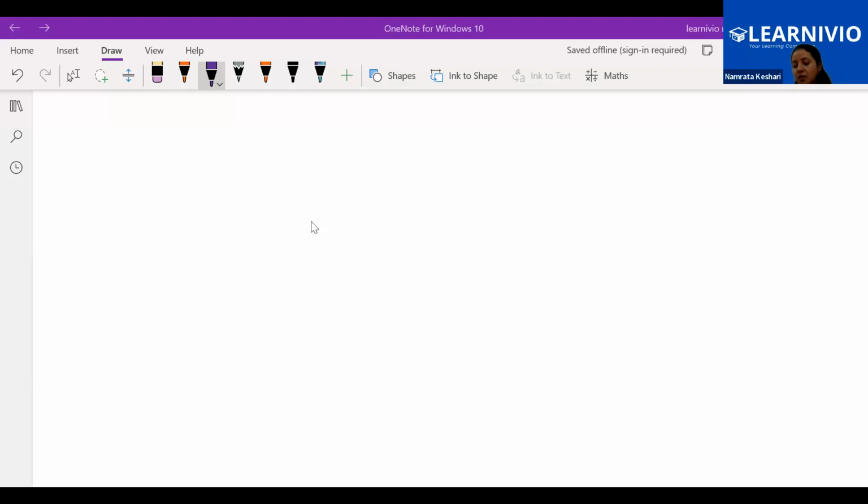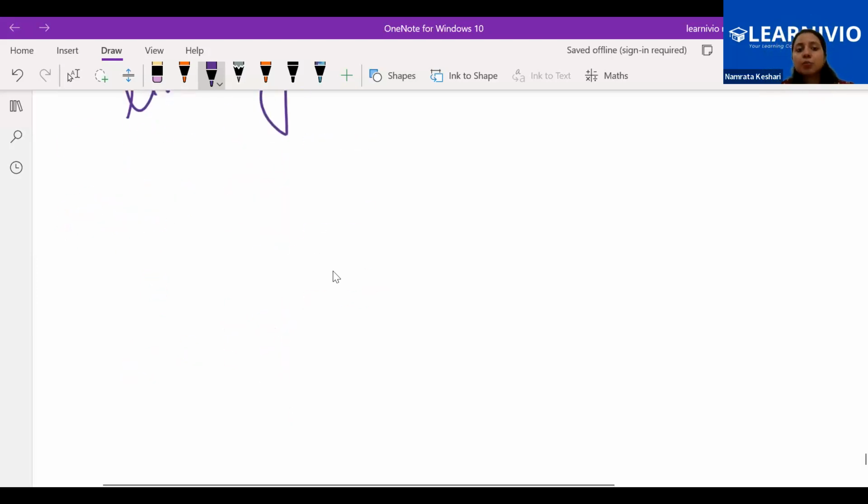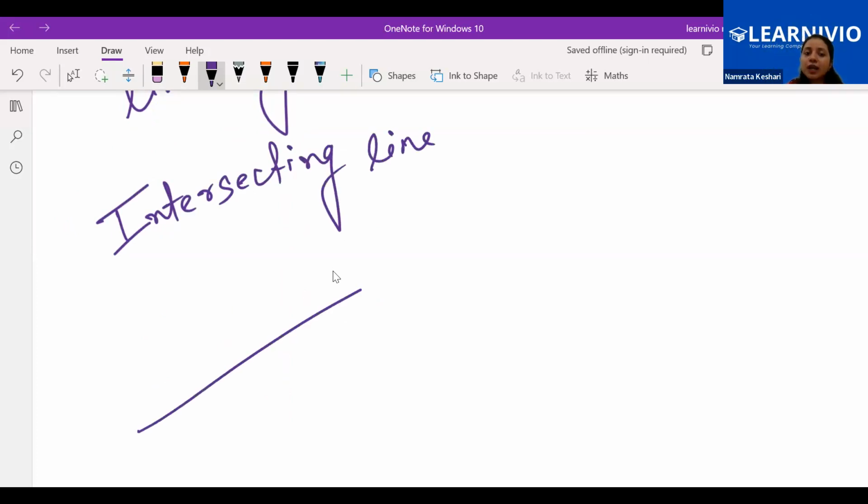Okay. So you already understand how to identify a ray. You already understand how to identify a line segment, right? We started this chapter with the same concept. What is a ray? What is a line segment? Now, what are intersecting lines? If we are having two lines which are just intersecting at a point, just getting cut at a point, that's called the point of intersection.